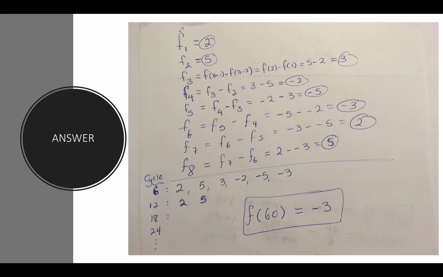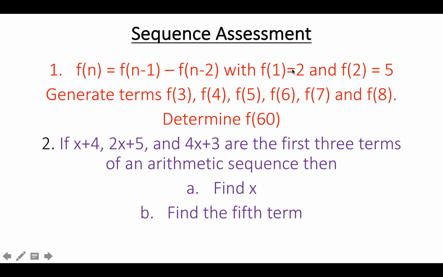We know that f of 1 is 2. It's given to us. And they give us f of 2 equals 5. So these two terms are given to us. Now f of 3 is the one we're going to have to find. When n is 3, it's f of 3 minus 1 minus f of 3 minus 2, which will give you f of 2 minus f of 1. Again, if you're confused by this, go to the previous slide.